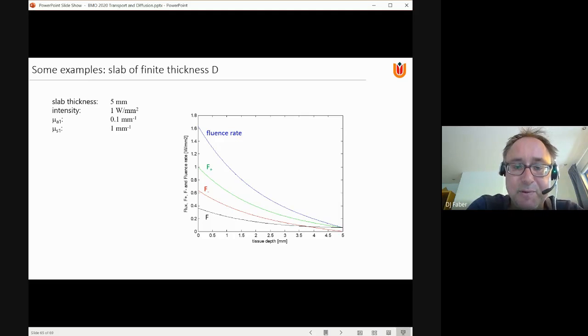Let's see the green curve, F plus. So let's see if the boundary condition holds. At depth 0, we said the boundary condition was that F, the flux there in the positive direction, has to be equal to the incident intensity. And indeed, this is the case.